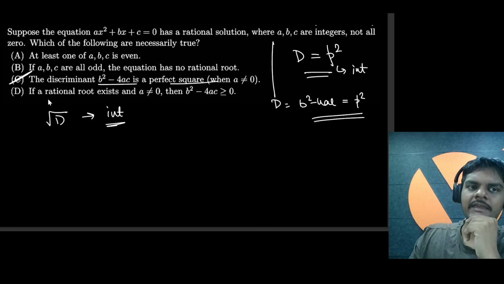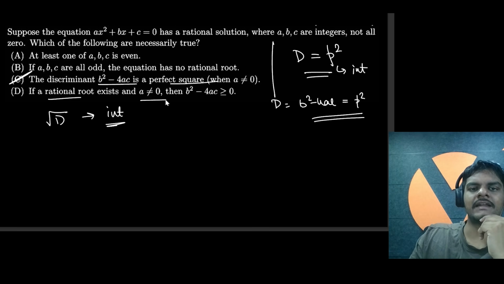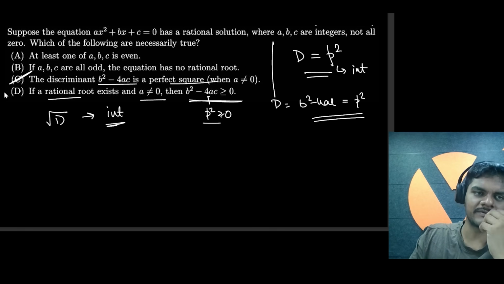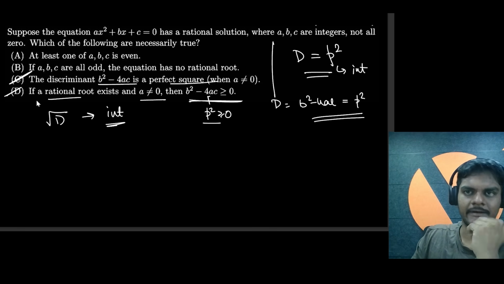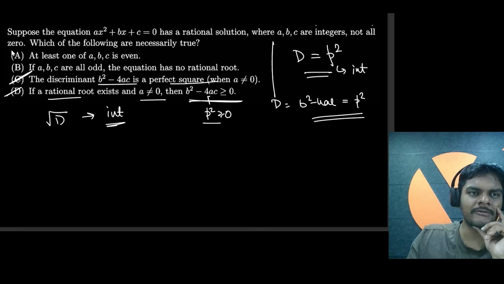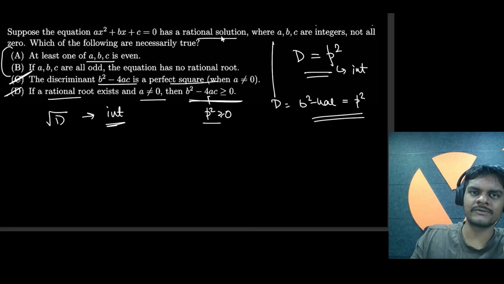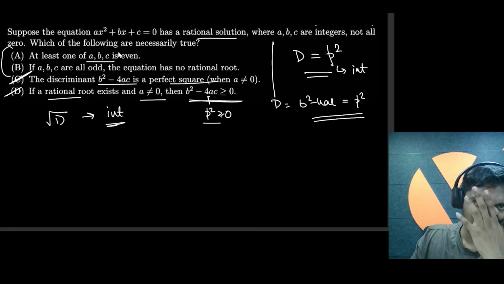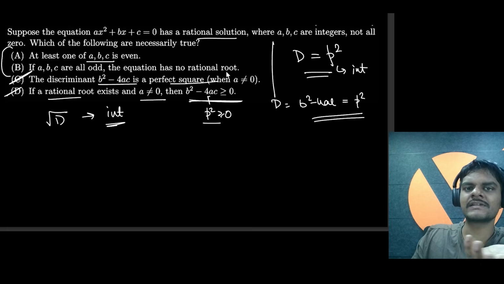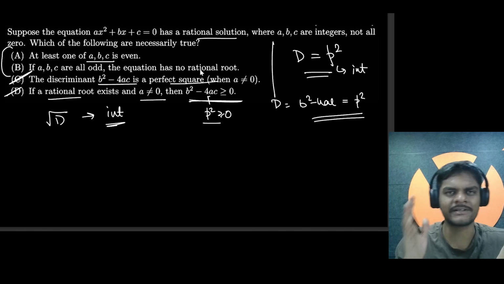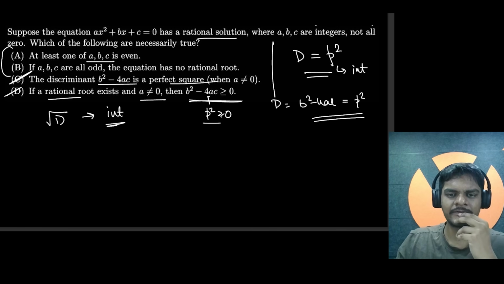If a rational root exists and a is not equal to 0, then this is some p square, so this is definitely greater than or equal to 0. Okay, done. So C and D are correct. What about A and B? If one of them is correct, then both are correct. At least one of them is even. If we have a rational root, at least one of them is even. If a, b, c are odd, then the equation has no rational root. Both are equivalent statements. I hope you see that both are equivalent statements.